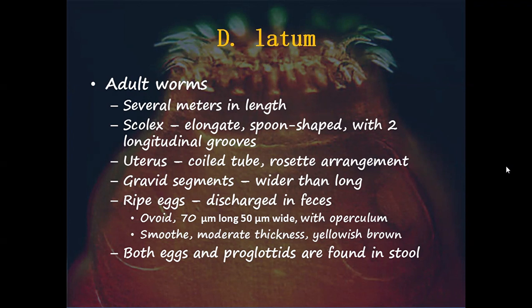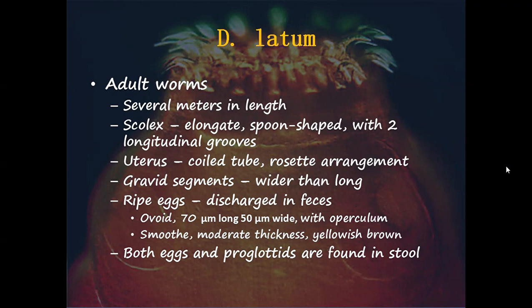The gravid segments are wider than they are long. The ripe eggs are discharged in the feces, and they appear ovoid with an operculum. So take note, we mentioned that in general, tapeworm ova or eggs do not have an operculum. In this case, D. latum is an exception because the eggs of D. latum will have an operculum.